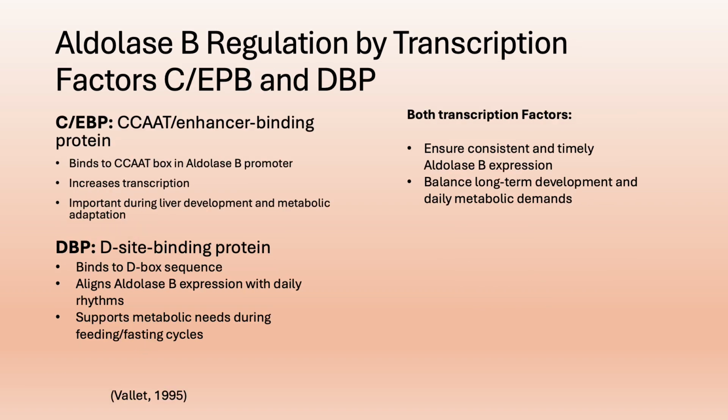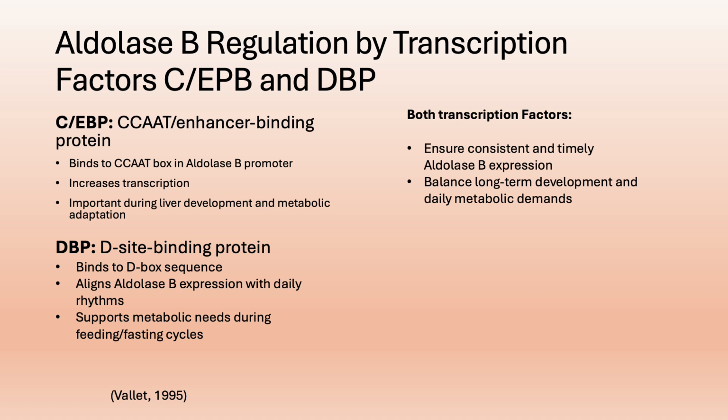And there are two other transcription factors which regulate aldolase B genes. So these are the CEBP and the DBP. Both are activators, meaning they turn on aldolase B expression when the body needs it. CEBP, or CCAAT enhancer binding protein, binds to a specific site called the CCAAT or cat box in the aldolase B promoter region. And this binding increases the transcription of the aldolase B gene, especially during liver development or when the liver just needs to adjust its metabolism.